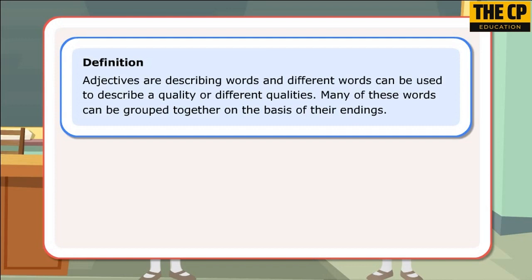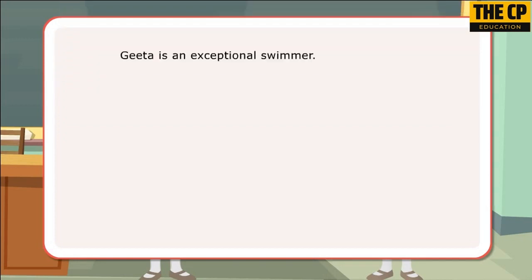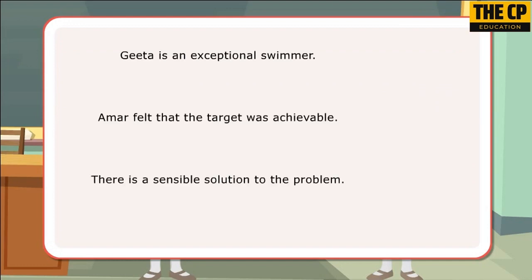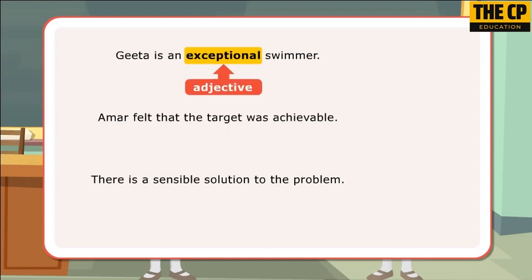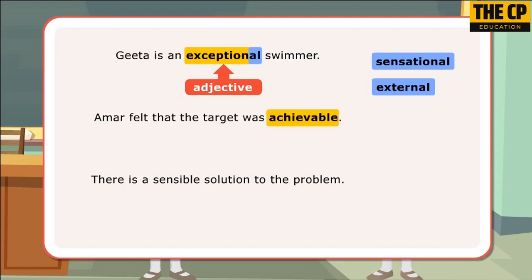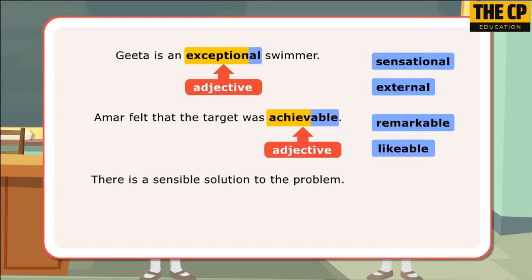Let us look at a few sentences. Geeta is an exceptional swimmer. Amar felt that the target was achievable. There is a sensible solution to the problem. In the first sentence, exceptional belongs to the group of adjectives ending with al, like sensational, external. In the next sentence, achievable belongs to the group of adjectives ending with able, like remarkable, likable.